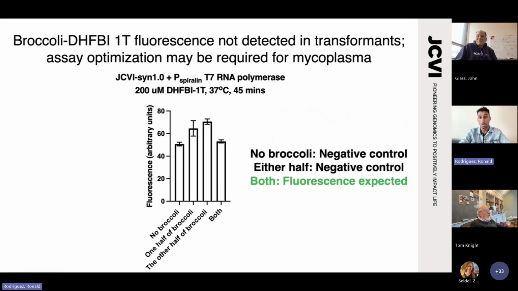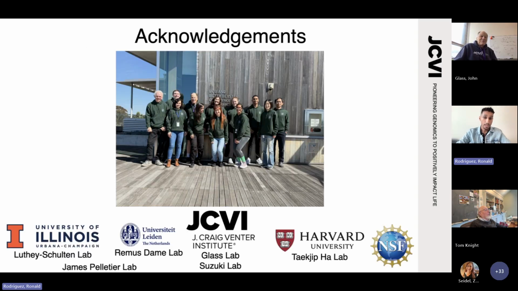I'm currently working on this, and this is a first pass experiment with some transformants that I did. I think I'm going to have to do a lot of optimization to get this to work in mycoplasma, but in the negative controls we don't see any fluorescence. In cells that should be fluorescent, we didn't see that, but I'm hoping it's simply a matter of optimizing this for mycoplasma. And that's pretty much it.